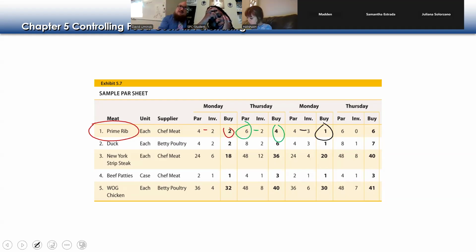Come Thursday, we have 0 in inventory, so I do need to buy all 6 in order to get me up to par. This is why it's really important for us to be able to figure out what we have in inventory and only purchase what we need to purchase. Because if you purchase more, then we're going to have a lot of excess.